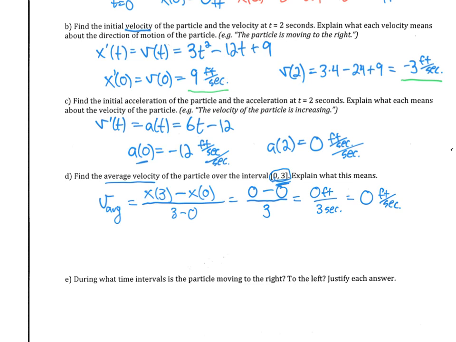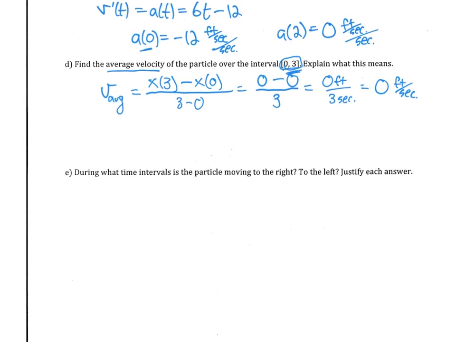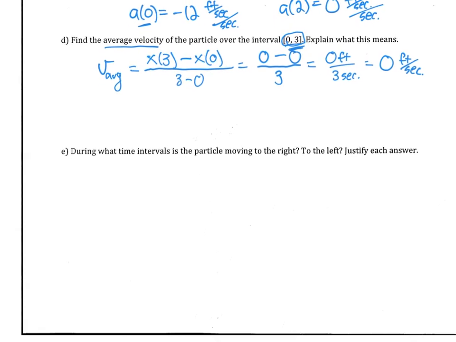And they average out in such a way to be 0 feet per second in the end. So over that 3 seconds from 0 to 3, the average velocity is 0. Now moving on to part E, during what time intervals is the particle moving to the right and to the left?